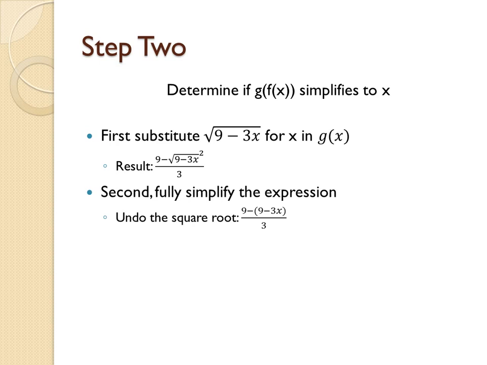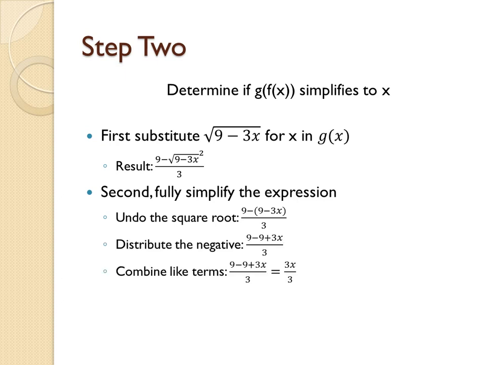So the first thing we're going to do is undo that square root, because that whole square root is what is squared. Once we do this, we'll distribute the negative and then combine like terms, getting us a result of 3x all over 3. Once we divide that by 3, we'll see that our actual final answer is x.